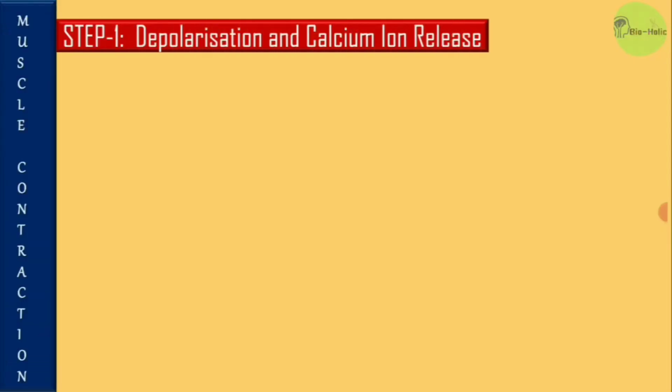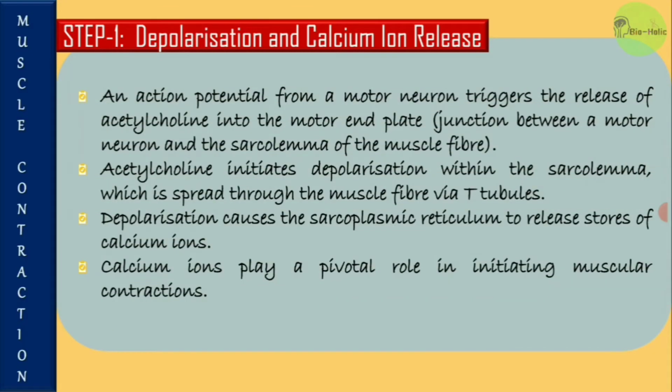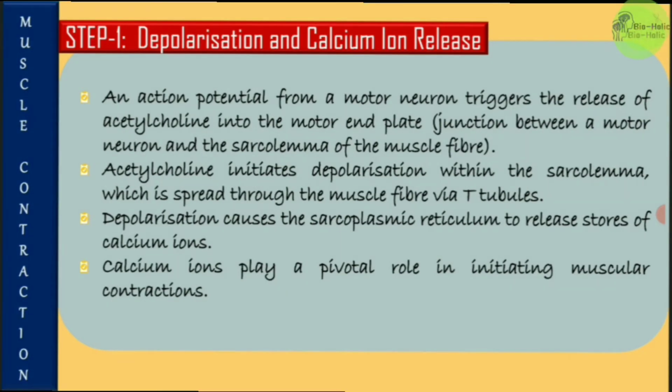So let's look into the first step, that is the depolarization and calcium ion release. An action potential from a motor neuron triggers the release of acetylcholine into the motor end plate. What is motor end plate? The junction between a motor neuron and the sarcolemma of the muscle fiber. So due to the depolarization, the sarcoplasmic reticulum releases the stores of calcium ions, and the calcium ions play a pivotal role in initiating muscle contraction.